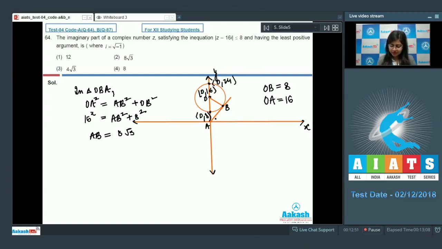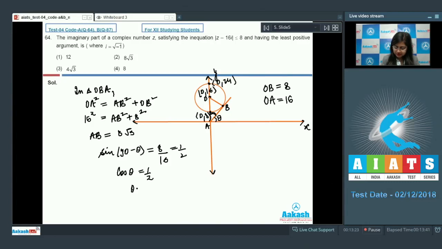Now we have to find this angle theta also. So firstly let's find this angle, that is 90 minus theta. In the same triangle OBA, we can see that sine of 90 minus theta will be equal to OB, that is 8, upon OA, that is 16. So this is equal to 1 by 2. That is, cos theta is equal to 1 by 2. So we can say that angle theta is equal to 60 degrees.